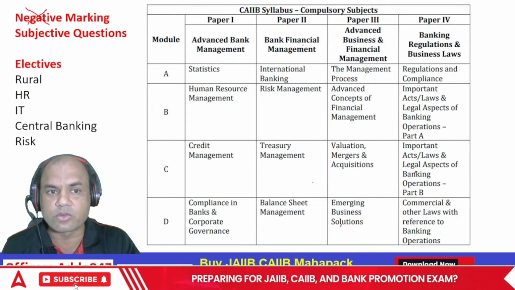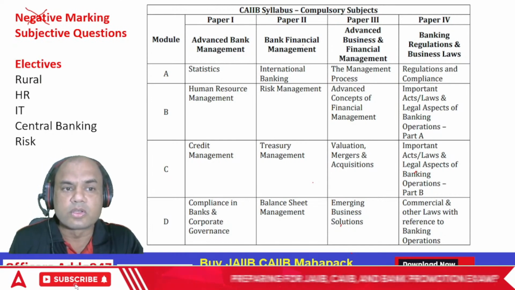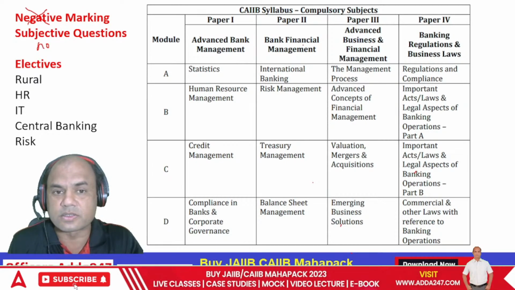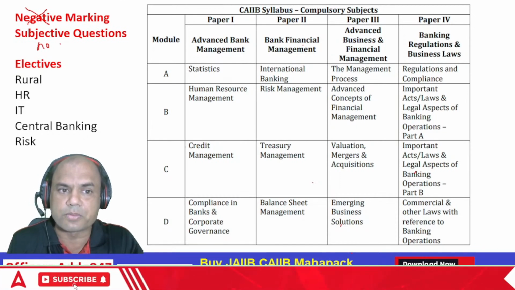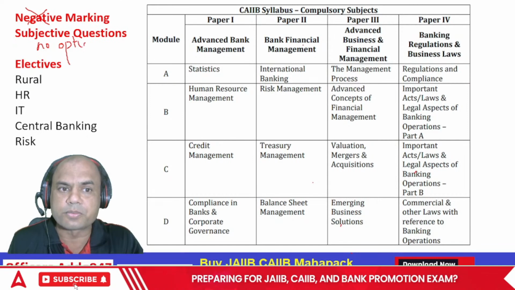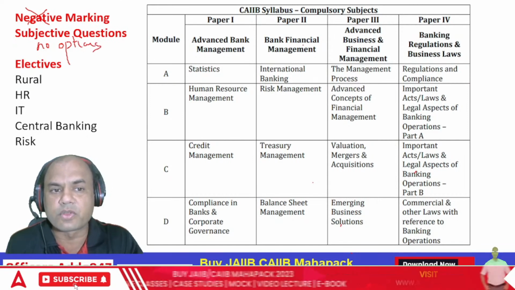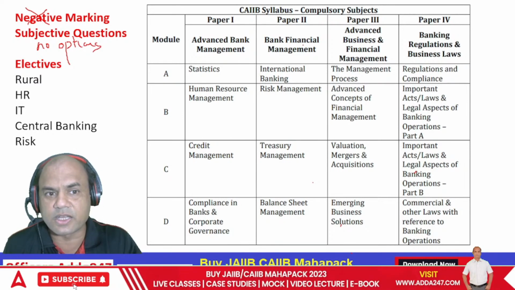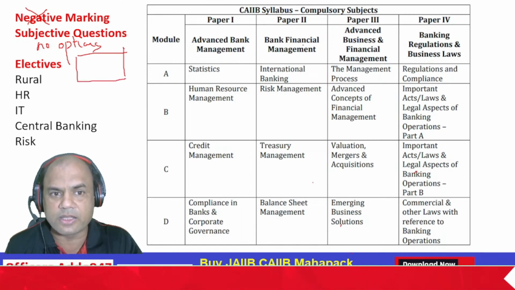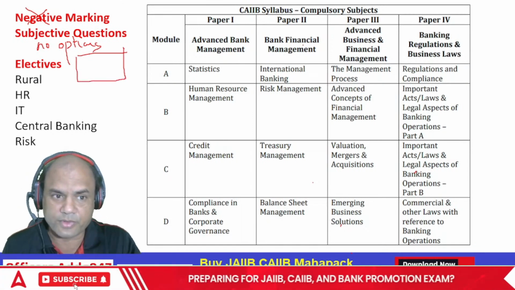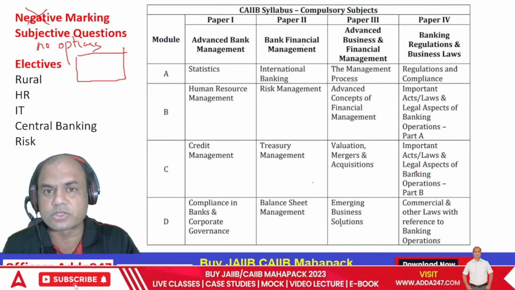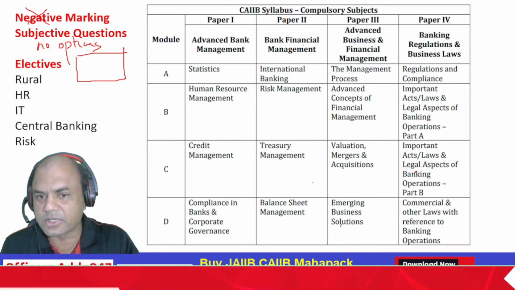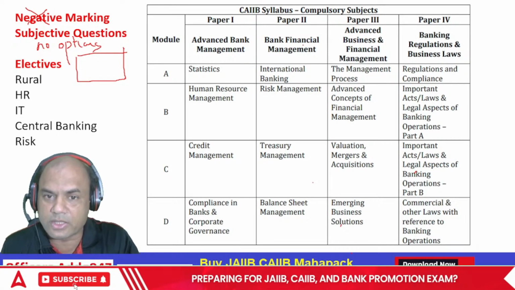Firstly, those who don't know, remember: these 4 subjects are compulsory: ABM, BFM, ABFM, BRBL. There is no negative marking now; this has been removed. As of now, IIBF has told no negative marking. Then there is a subjective question in which no ABCD options will be given to you. You only have to input the answers on the screen given to you, using the virtual keypad. Then electives: 5 electives, rural, HR, IT, central banking, race. You have to select one of them. All these 4 papers are compulsory. So you might be knowing this much by now.